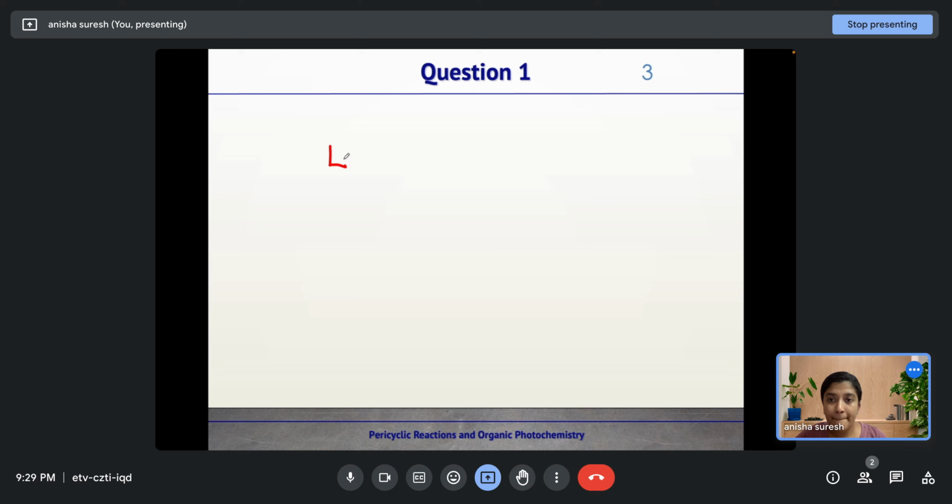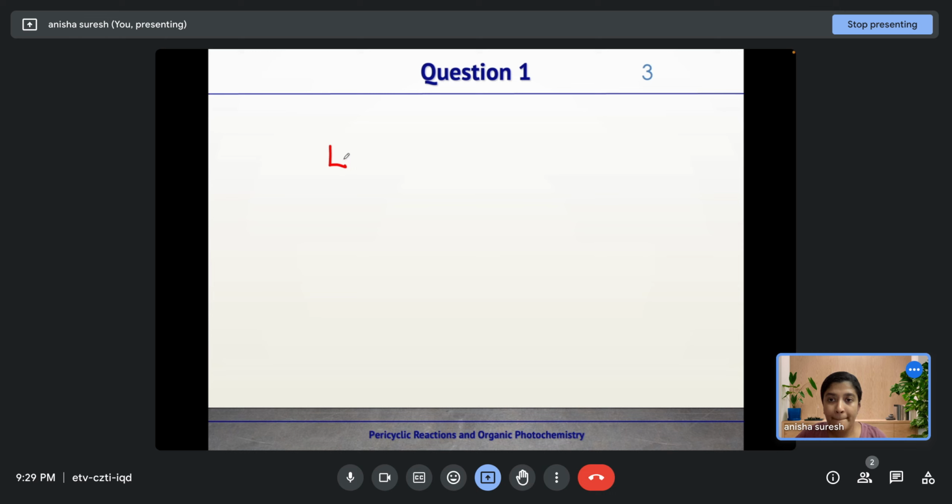So, coming to the first question, what is the major product formed in the following reaction? Here is cyclopentadiene and an alkene which is substituted by methyl ester. It is subjected to heating condition. So, 4 plus 2 cycloaddition under heating condition. It is thermally allowed, and what will be the product that will be forming?